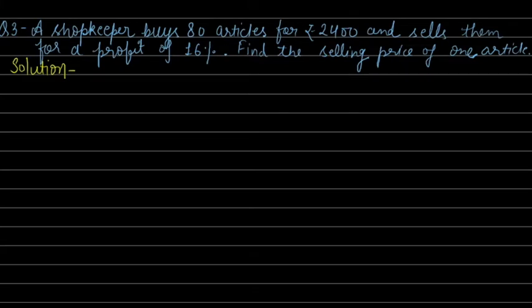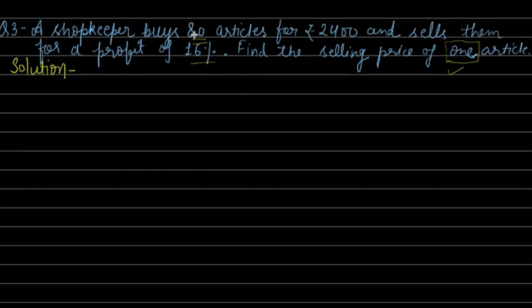A shopkeeper buys 80 articles for rupees 2400 and sells them for a profit of 16%. You have to find the selling price of one article. So this word one article is important here, right? Because a shopkeeper buys 80 articles, it means the CP is given for 80 articles, but we have to calculate the selling price of one article, right?